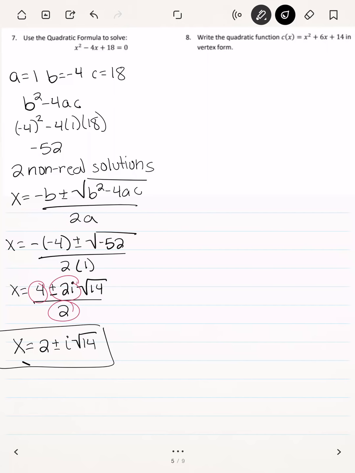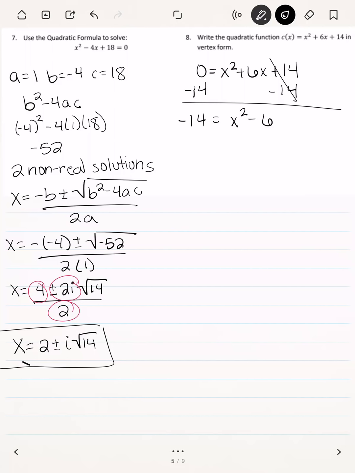Number 8 says write the quadratic function c of x equals x squared plus 6x plus 14 in vertex form. I don't like that c of x, so I'm just going to go ahead and change it to a 0 and rewrite everything else. I need to make sure my c term gets moved to the other side. There is a way to do this where we do not move it to the other side, but I just like to keep everything the same, and then we'll just move it back over at the end.